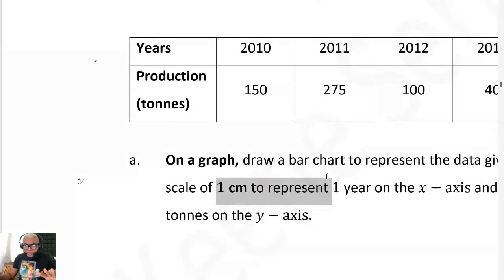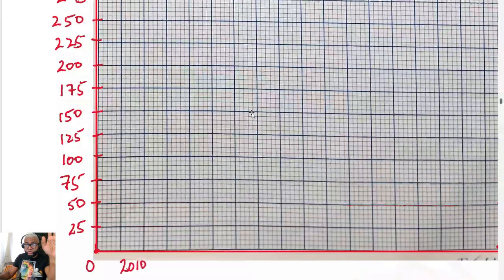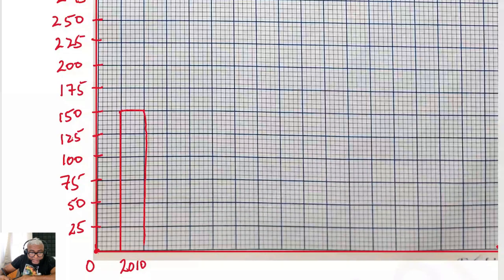It's 1. Look right here. It was 1 centimeter. Watch how I draw the first bar, because I feel I know where you're getting confused. 1 centimeter to represent 1 year. 2010 is 150 tons. So you have to draw it up to 150. We go straight up to 150, we reach here, then we come across here, and then we come down 1 centimeter wide.